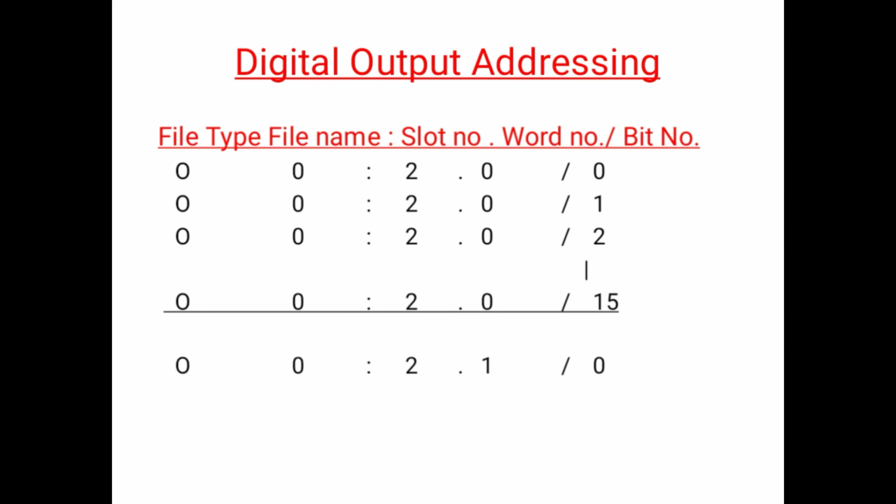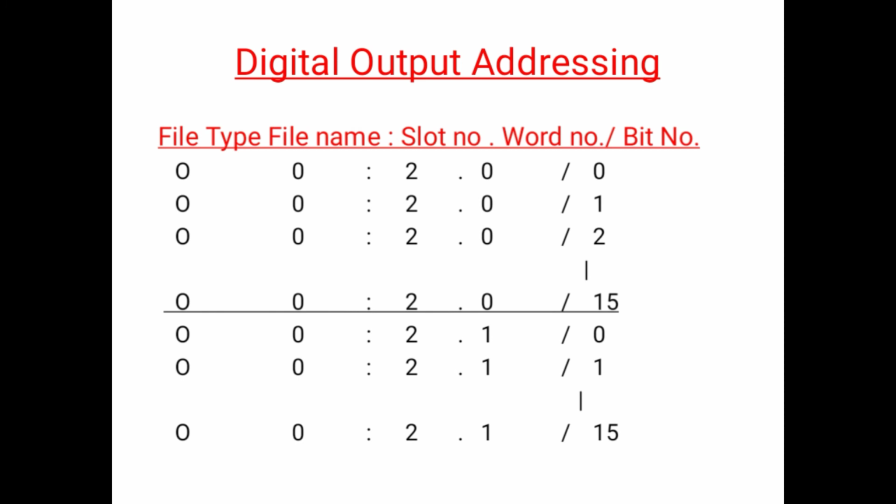Next is the next word. File type is O, file name is 0 colon slot number will remain the same dot word number is now 1. Word number is now 1 slash first bit is 0, and the second is O0 colon 2.1/1. So the bit number will change, rest will remain the same, and it will continue up to 15.